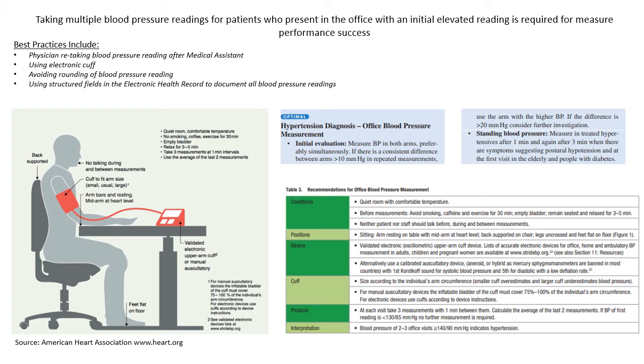Ensure that the patient hasn't smoked, had coffee, or exercised for 30 minutes prior to taking the blood pressure reading. Ensure that the patient has had an opportunity to empty their bladder and then relax for 3 to 5 minutes before the blood pressure reading is taken. Take 3 measurements at 1-minute intervals. Use the average of the last 2 measurements to determine the patient's blood pressure reading at that visit.